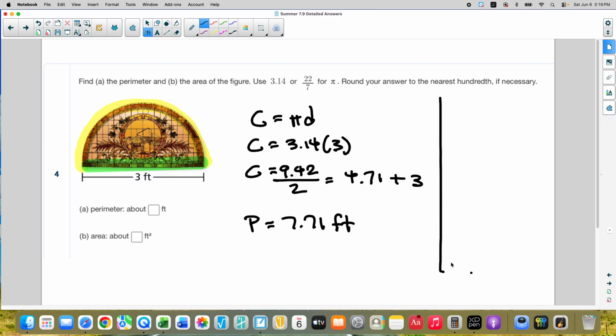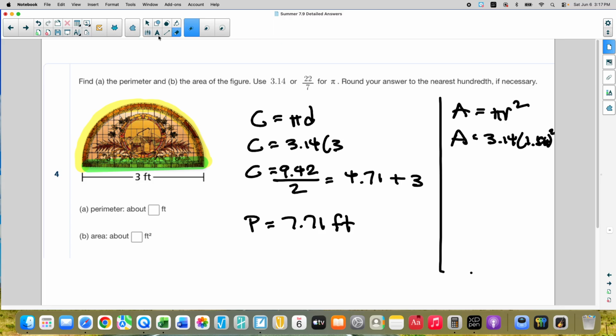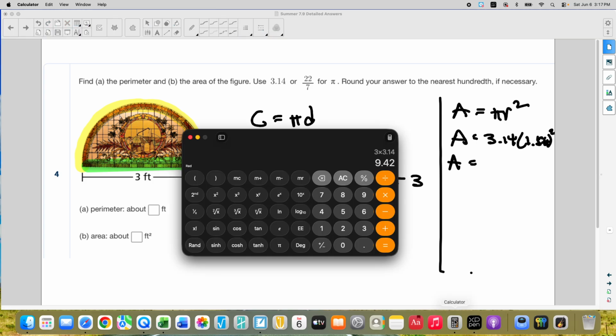Now the area is going to be half of a circle. So pi r squared, area equals 3.14 times my radius, which is 1.5 feet squared. Guess I should have had a feet in there. That would have been more professional. So 1.5 squared, 15 squared is 225. Good. So we're going to move the decimal point 2 places.